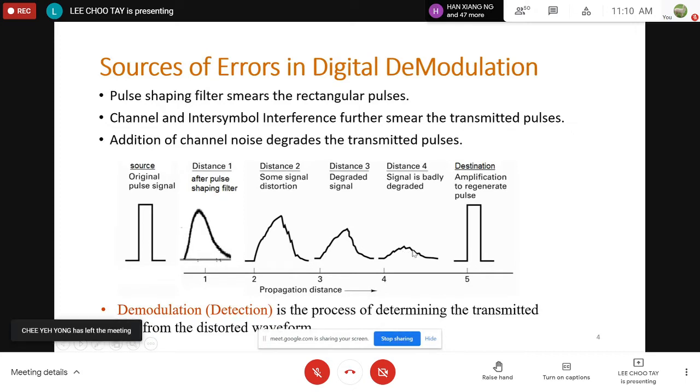The degree of degradation and noise is an added effect, and you further attenuate or even distort the pulses that we send at the transmitter. At the receiver side, the receiver's job is to determine, based on the pulses received, whether the signal received represents a binary one or a binary zero. So it then needs to regenerate the pulses.